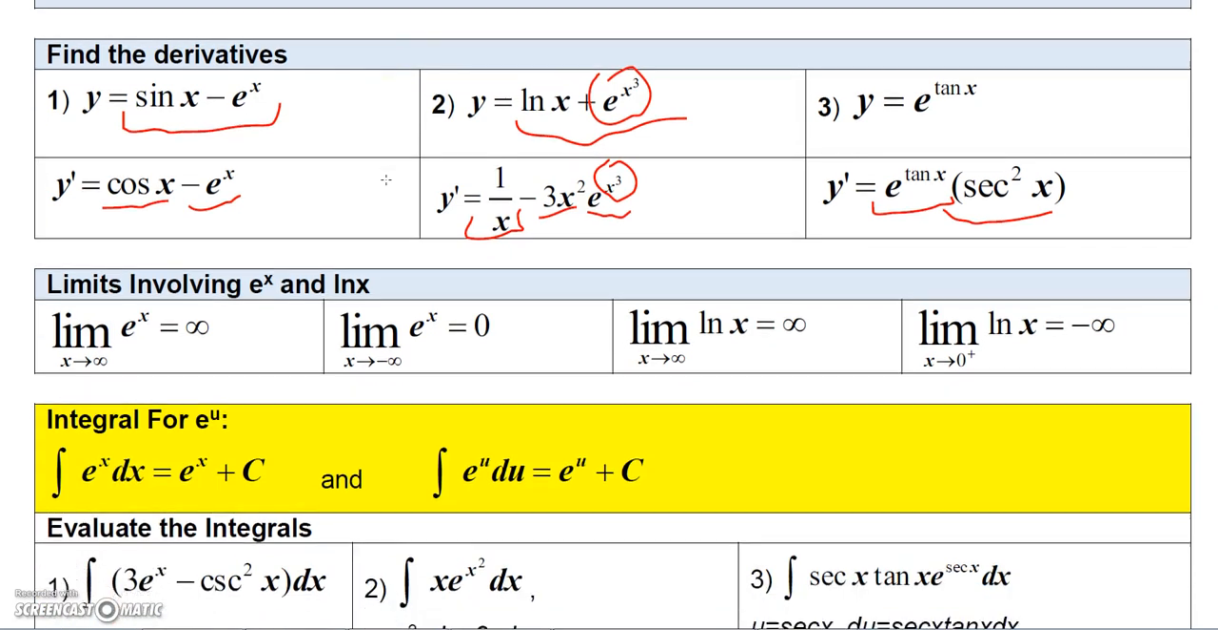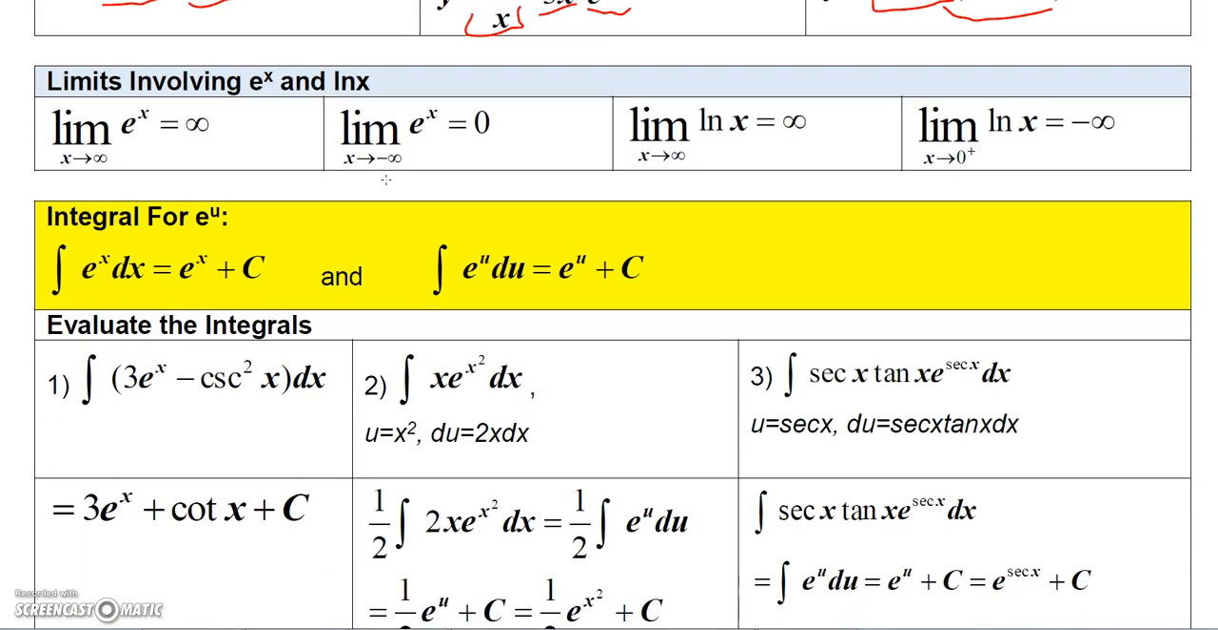Now a couple notes about the e to the x and natural log functions. The limit of e to the x as x goes to infinity is infinity, and the limit of e to the x as x goes to negative infinity is 0. The limit of natural log of x as x goes to infinity is infinity. It wouldn't make sense to talk about the limit of natural log of x as x goes to negative infinity, but you can talk about the limit of natural log of x as x approaches 0 from the right, and that limit would actually be negative infinity. And you can confirm that on the graph.